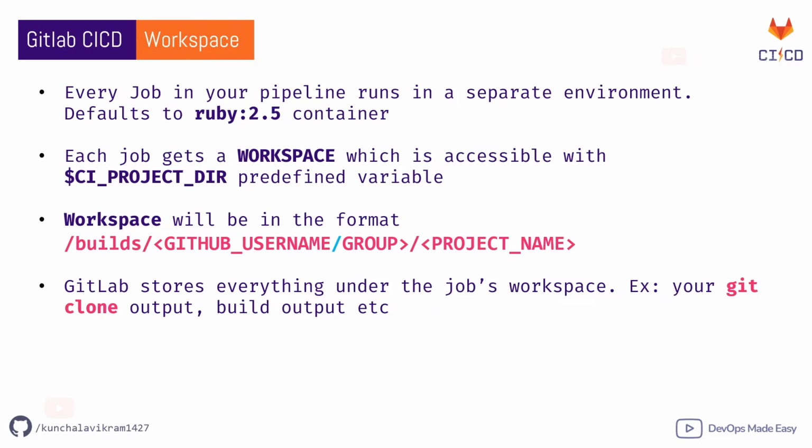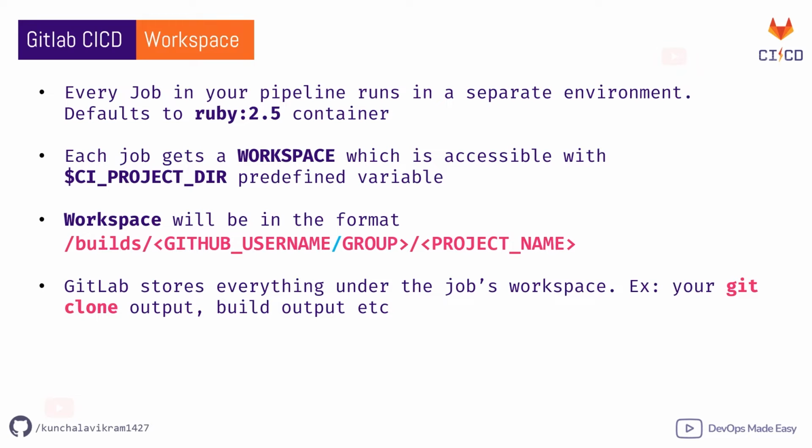So before understanding artifacts, let's see exactly where these artifacts are actually stored. We know that every job inside your GitLab CI/CD pipeline runs inside a separate environment, that is a Ruby 2.5 container. So within this container, a workspace will be created. This workspace will be in the form of builds, your Docker GitHub username, group, and the project name. Under this directory, which will be available in this container, anything that you do within your job will be saved. Let's say you are creating some files, so it will be stored in this directory.